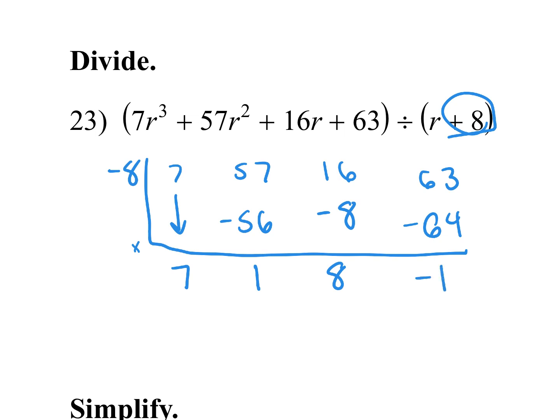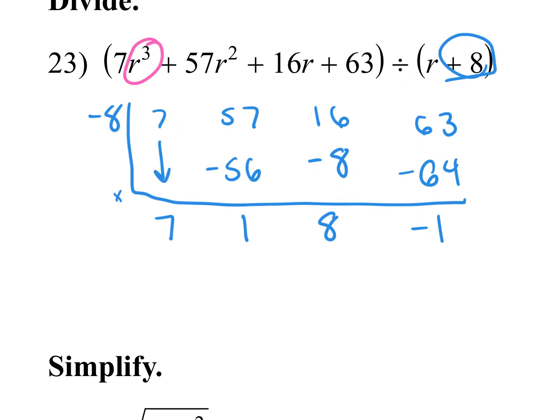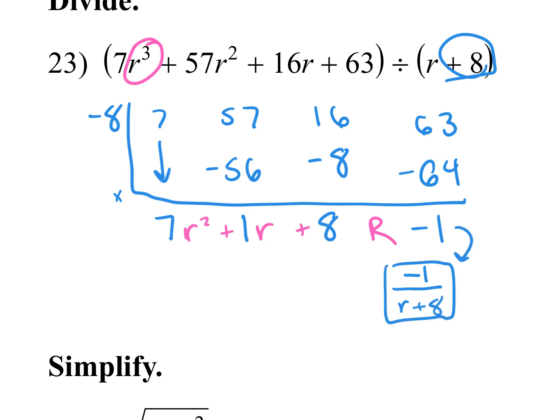So if my question started with r to the third power, what does my answer have to start with? R squared. So it'll be 7r squared plus r plus 8, remainder -1. But remember, we can also write our remainder as a fraction, so it would be -1 over r plus 8. So that is the same thing as saying remainder -1. So whatever the number is on top, that's your remainder. It's multiple choice, so you could either see the answer with the remainder like r or as a fraction.